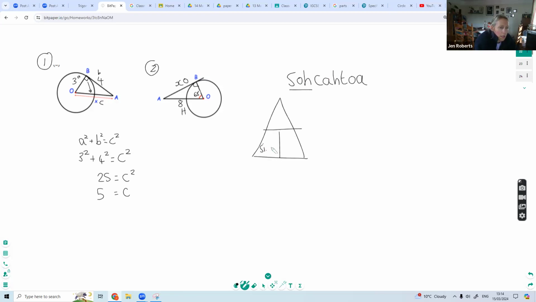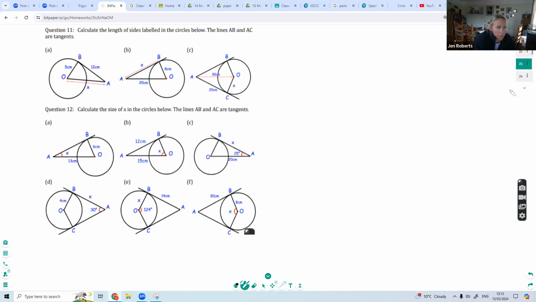Sine 63. Opposite goes at the top because it's first. Hypotenuse goes at the bottom. So we're going to times them. Don't forget to close your bracket. Sine 63 on your calculator, that is sine 63 times 8, gives us our x. So x is 7.1. Have a go at these, please. Put me on pause, unpause when you're finished.